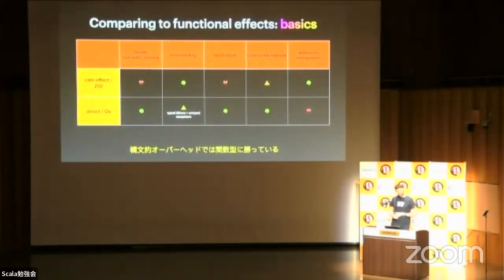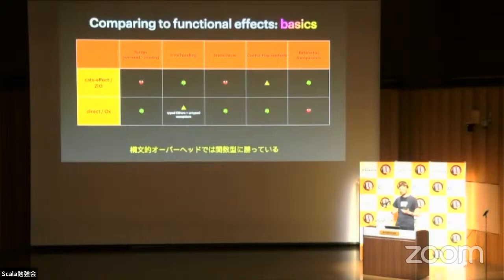But a question that very often comes up and actually motivated the design of Ox is how does this approach compare to functional effect systems, right? How does this compare to Cats Effect or ZIO, right? So let's compare them in a couple of categories. So first we've got the basics over here, right? So a weakness of functional effect systems is that there's a lot of syntax overhead, right?